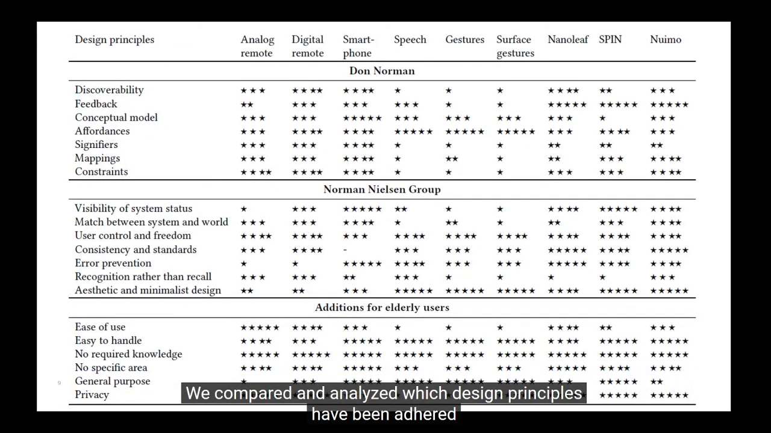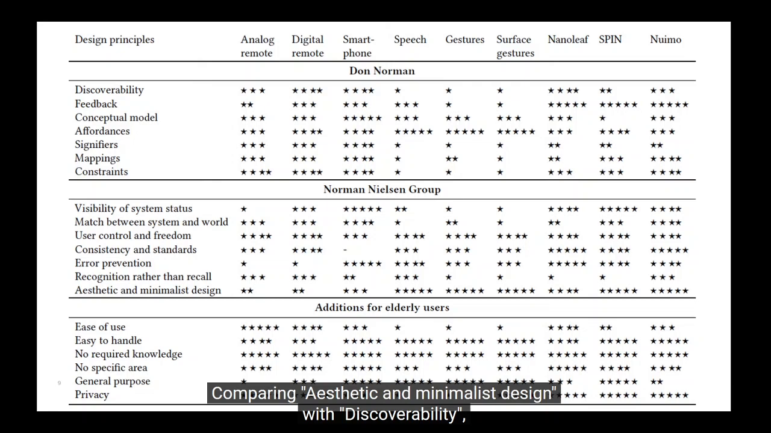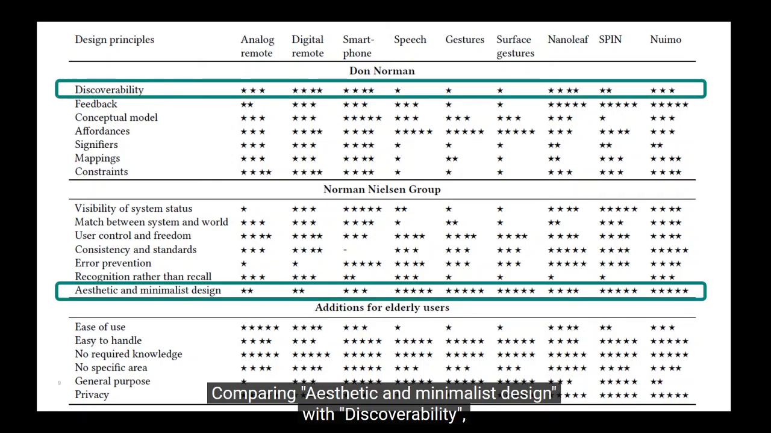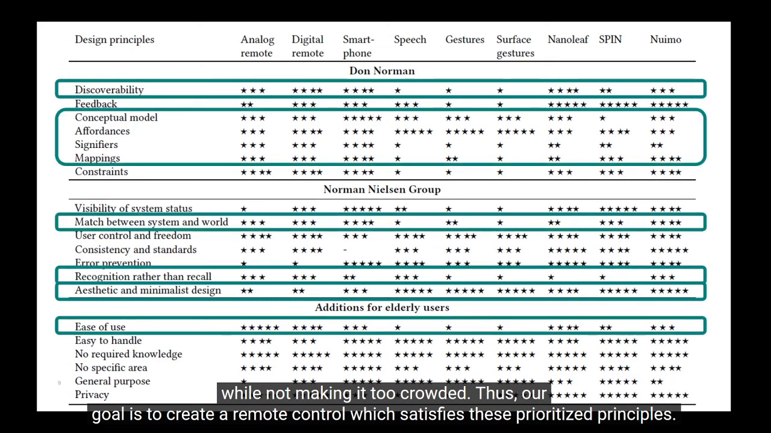We compared and analyzed which design principles have been adhered to or violated in several remote control families. Comparing aesthetic and minimalist design with discoverability, we can see that the ratings are almost inverse, since the fluid intelligence of people declines with age. It is important that users are able to recognize and understand the functions provided by the remote while not making it too crowded. Thus, our goal is to create a remote control which satisfies these prioritized principles.